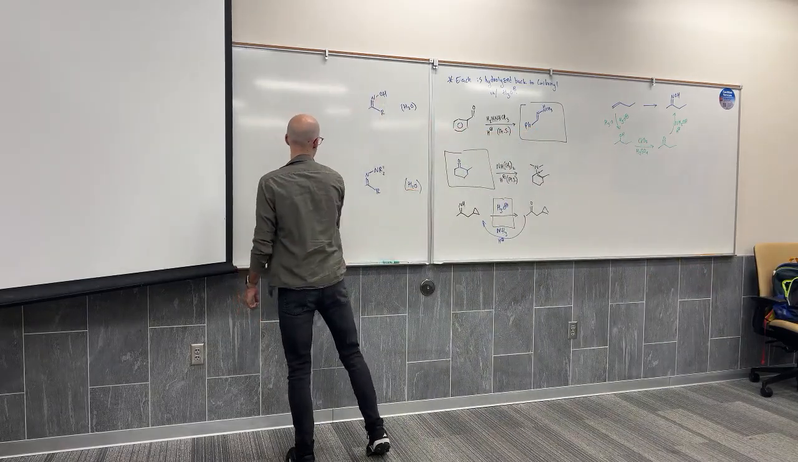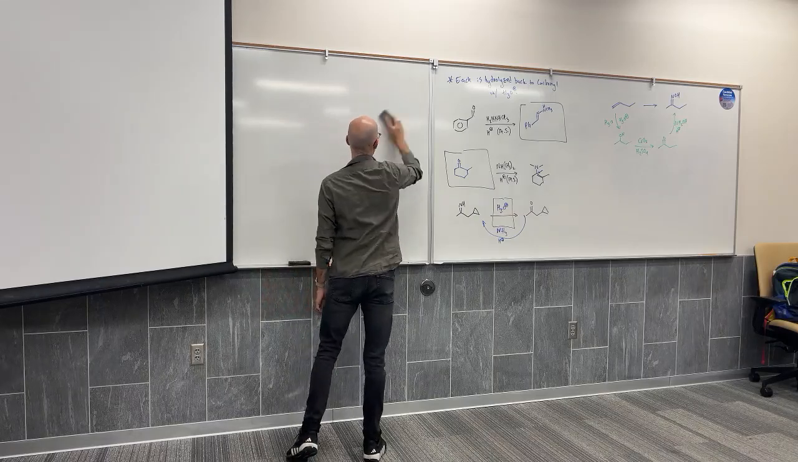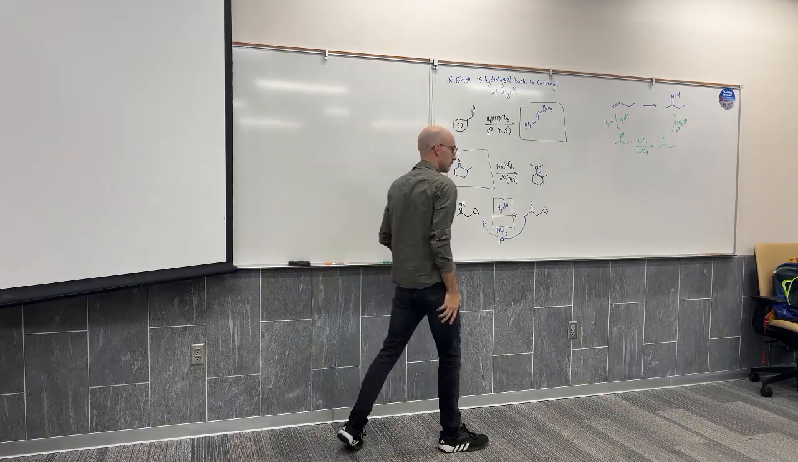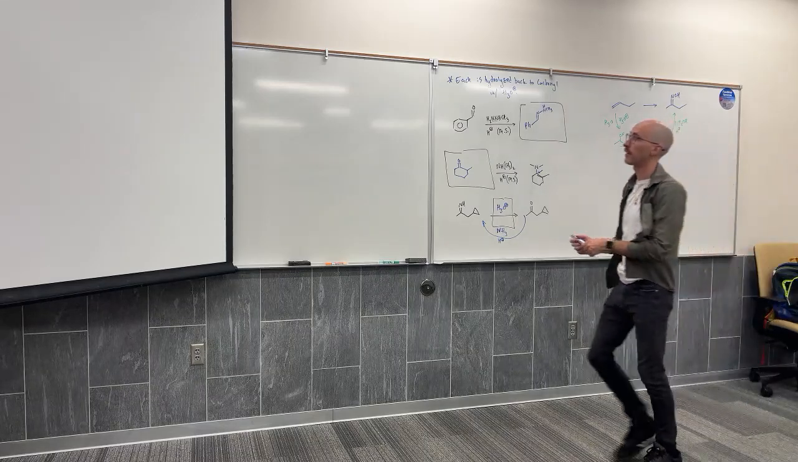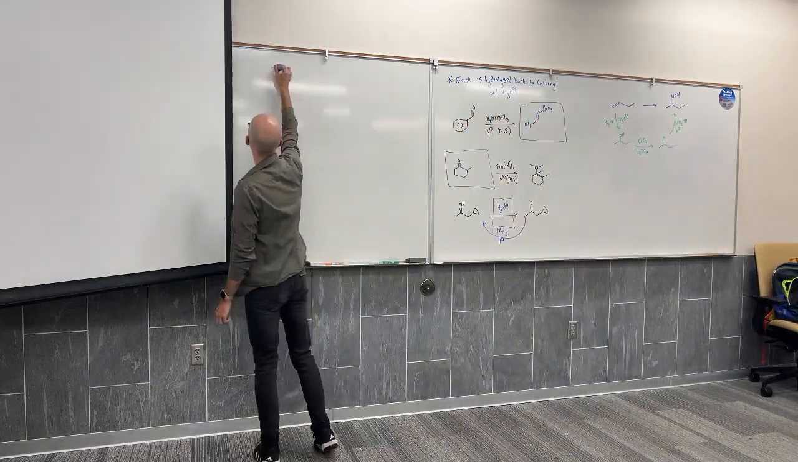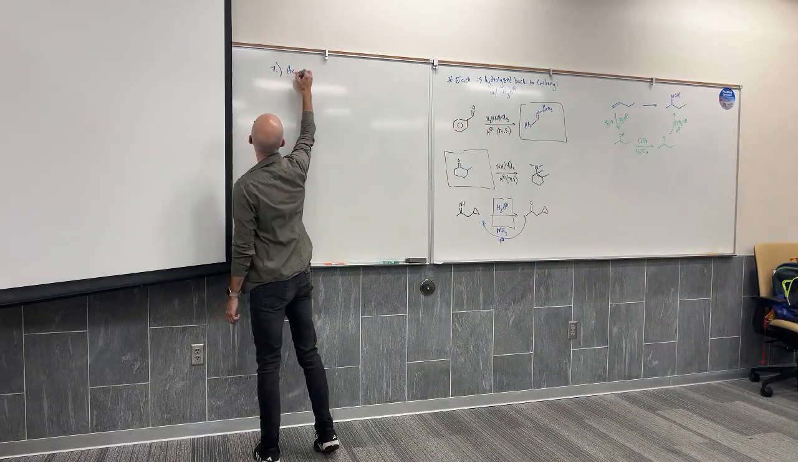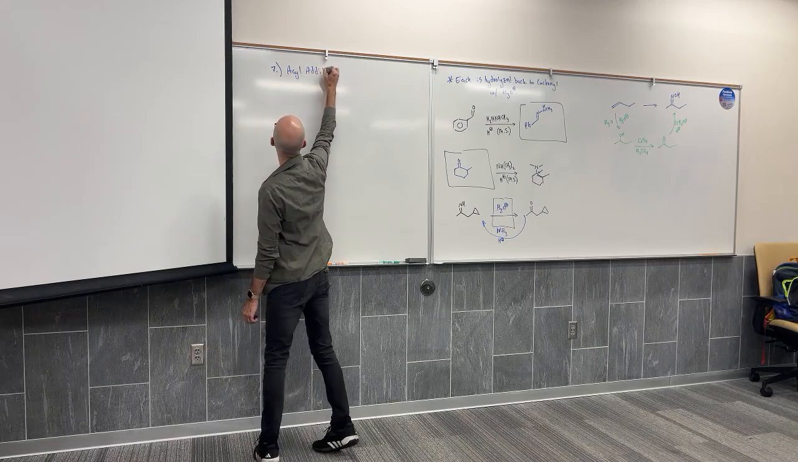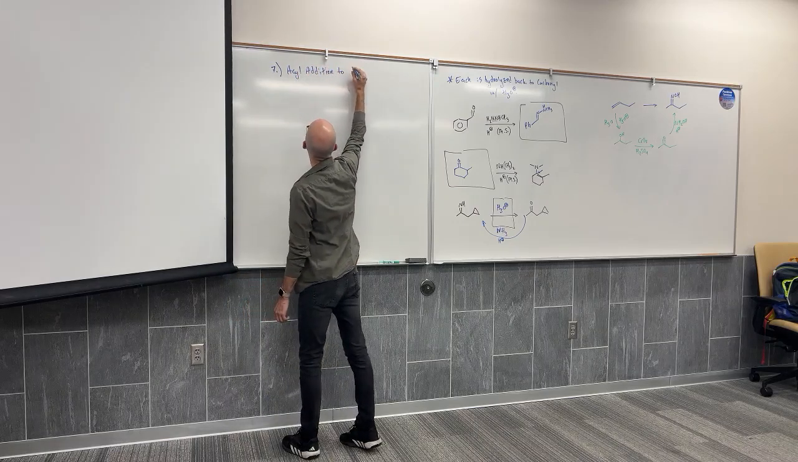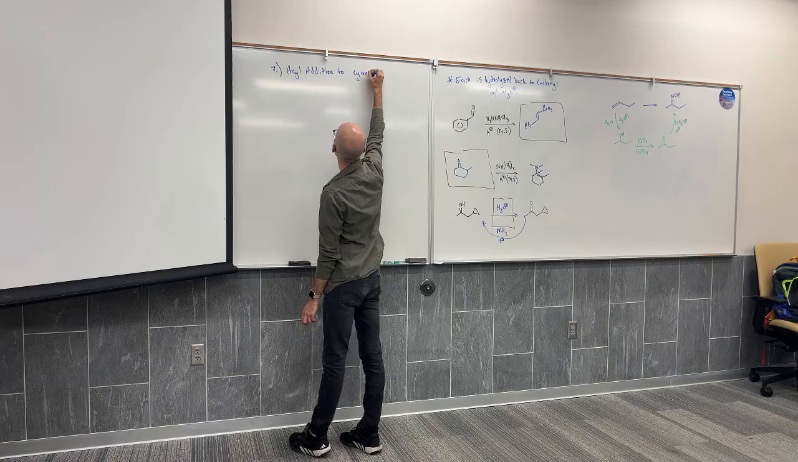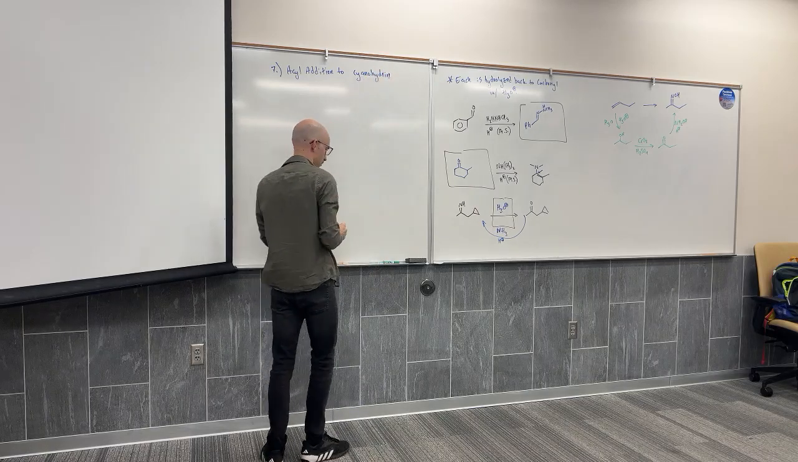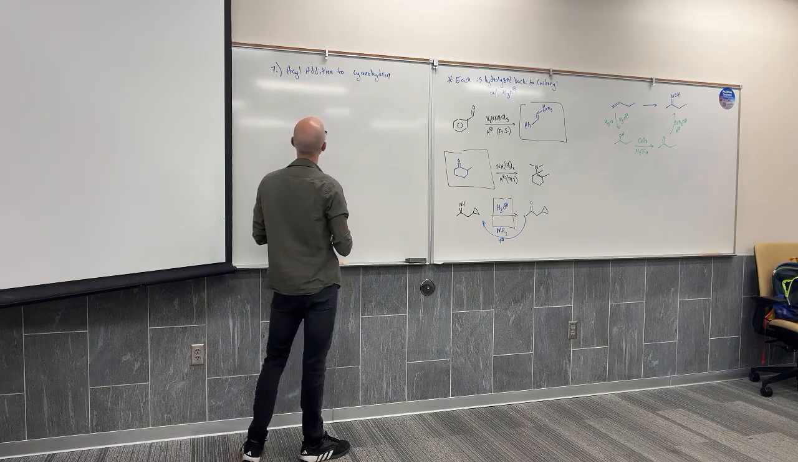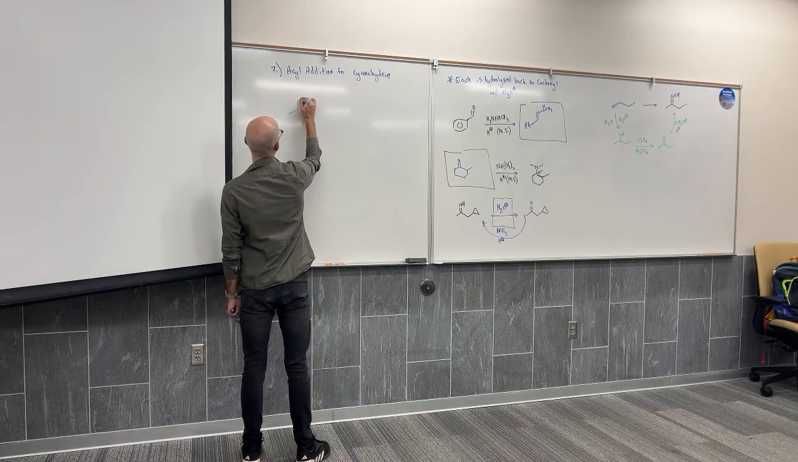Couple more reactions for us to consider. That was number 6, right? So 7, we're going to see acyl addition to a cyanohydrin. This is actually probably going to feel very simple compared to what we've been doing.